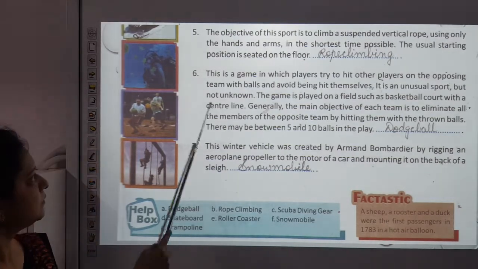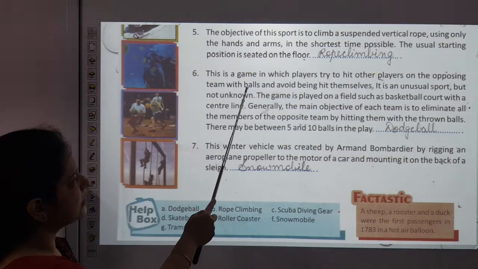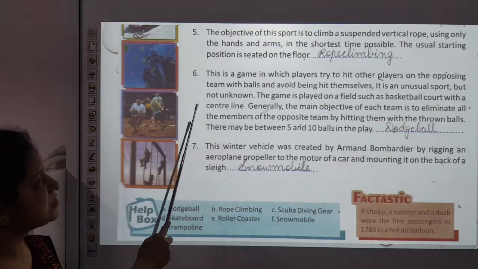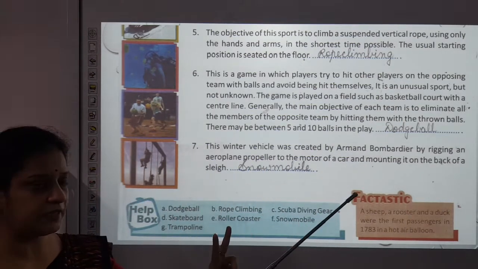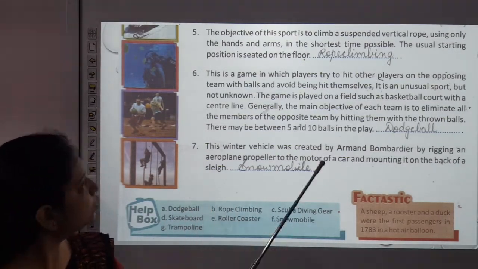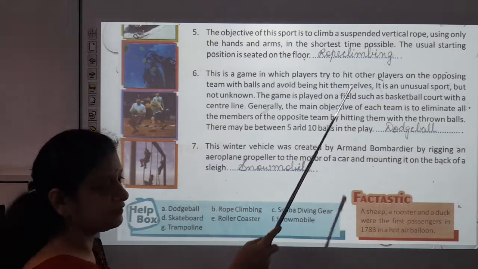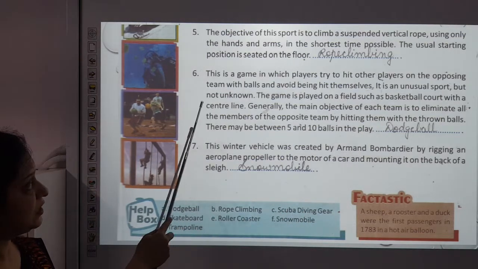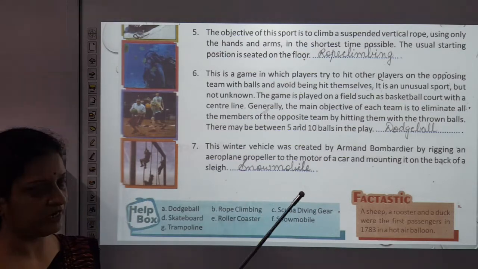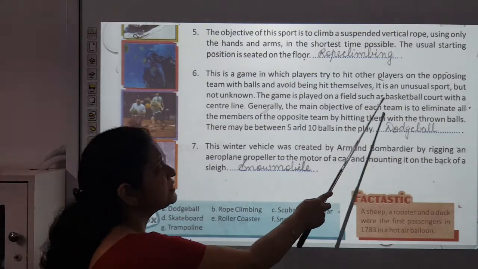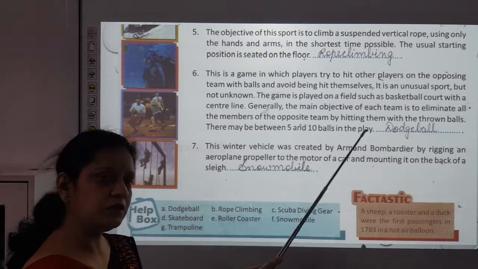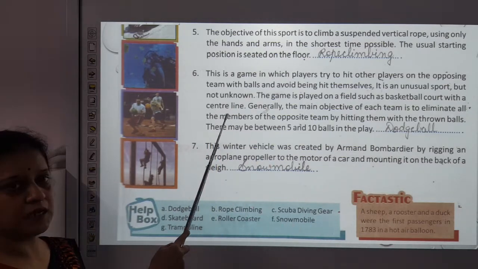Rope climbing. Number 6. This is a game in which players try to hit other players on the opposing team. There are 2 teams. The person from this side will try to hit the player on the opposing team with balls and avoid being hit themselves, अपने आप को hit करे बिना. It is an unusual sport but not unknown. Although it is unusual, we cannot say that it is unknown.